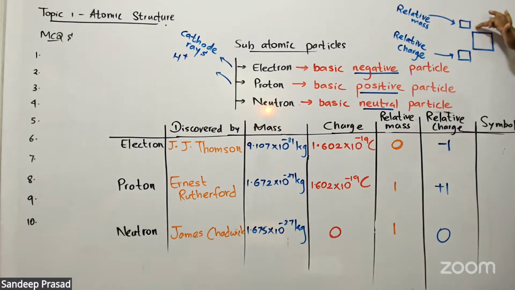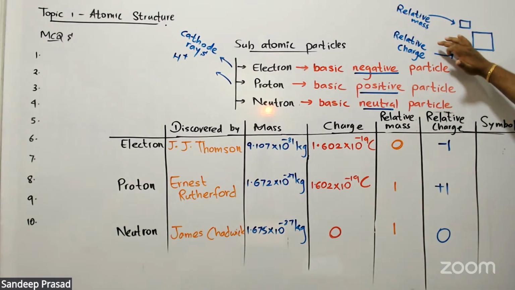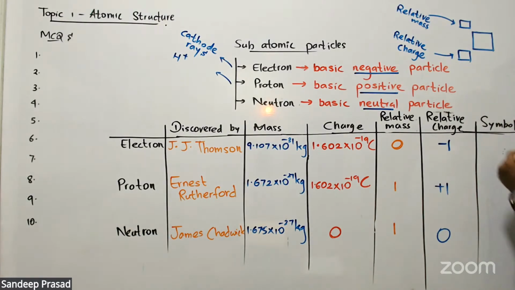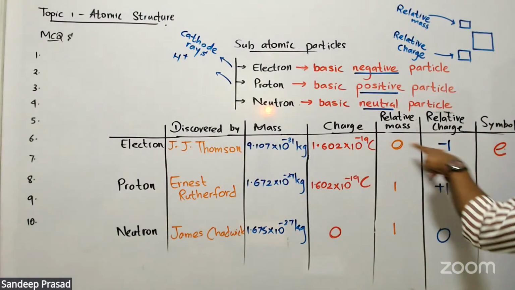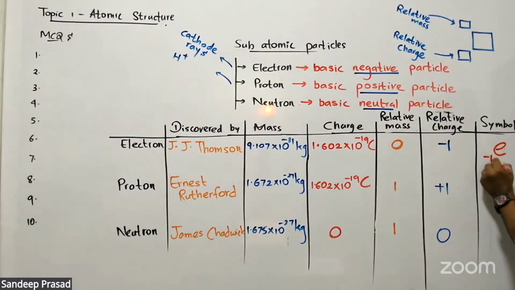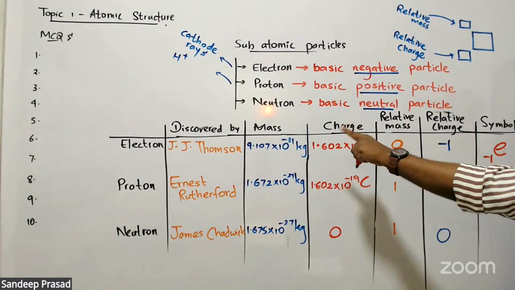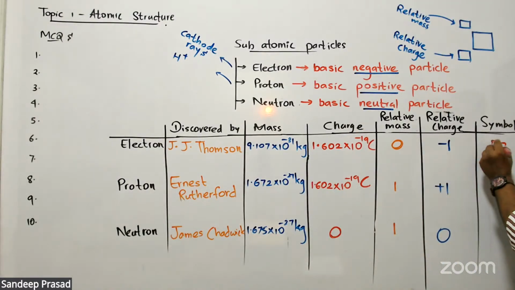And in the left side top corner, we mention relative mass. In the left side down corner, right? So we mention relative charge. So therefore, electron's symbol, right? Electron symbol is e. What is the relative charge of electron? -1. What is the relative mass of electron? 0. Then e, -1, 0.